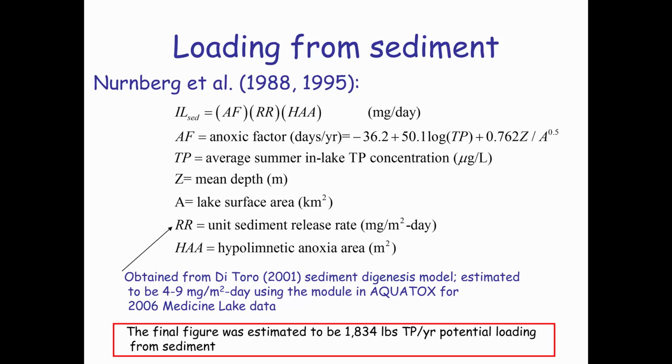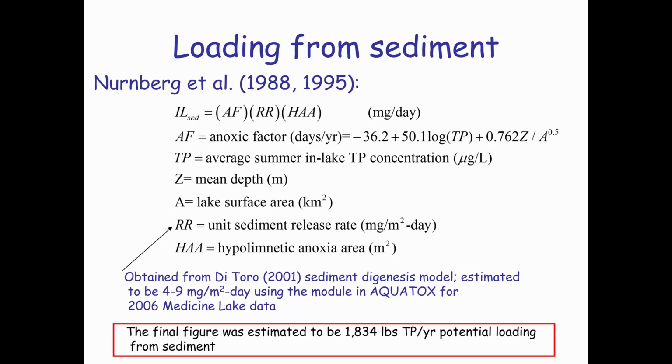A very simple model. It estimates the amount of total phosphorus that's being generated at the interface between the lake and the bottom sediments. It's expressed in milligrams of phosphorus per day being generated, and it has a number of factors in it. The parameters that are given here, for instance, for the anoxic factor, were generated using a model called Aquatox, which is an EPA model.